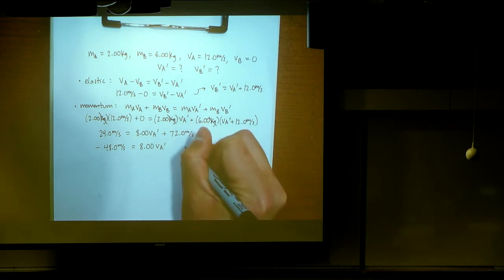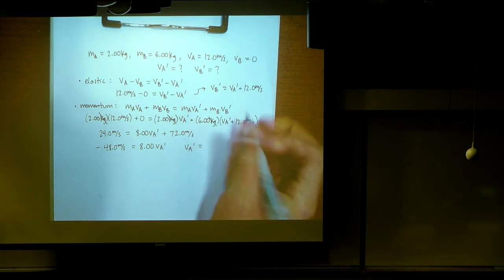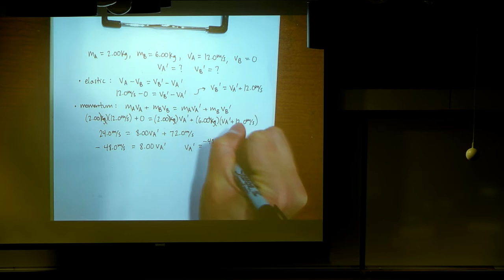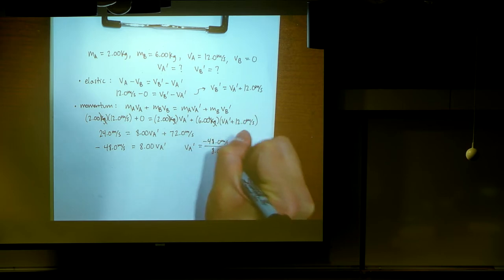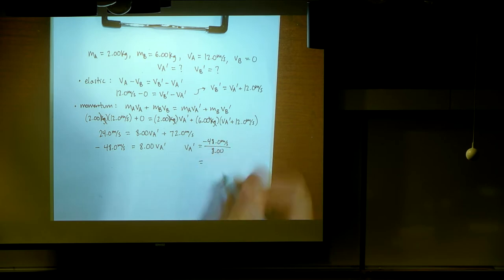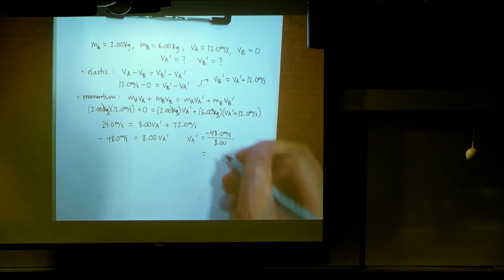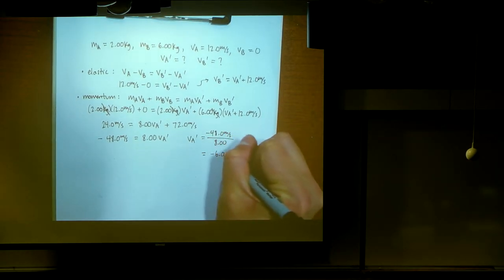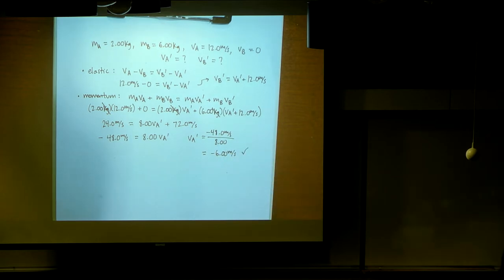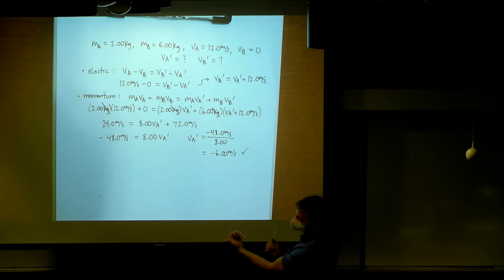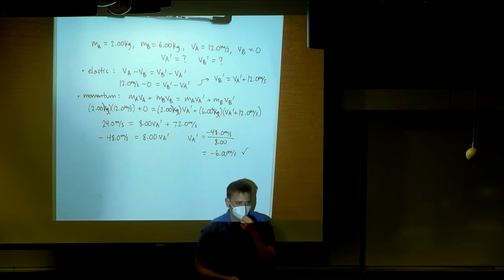So we're just about ready to solve it. VA prime is negative 48 meters per second divided by 8. What does this give us for VA prime? Negative 6. That negative sign is important. It's telling us that puck A bounced back and it's moving in the opposite direction after the collision.